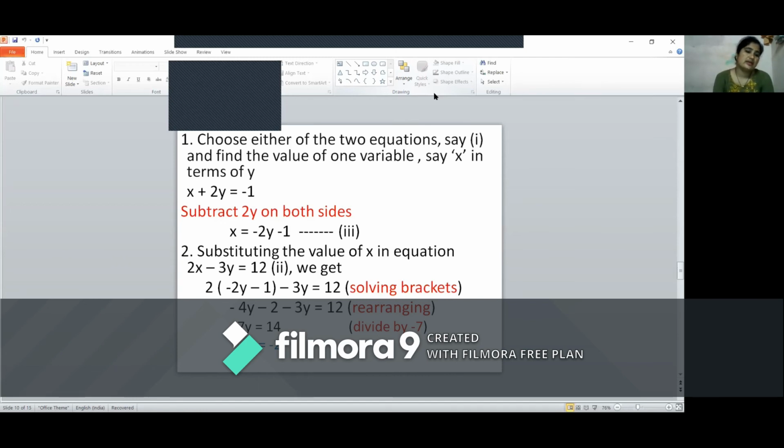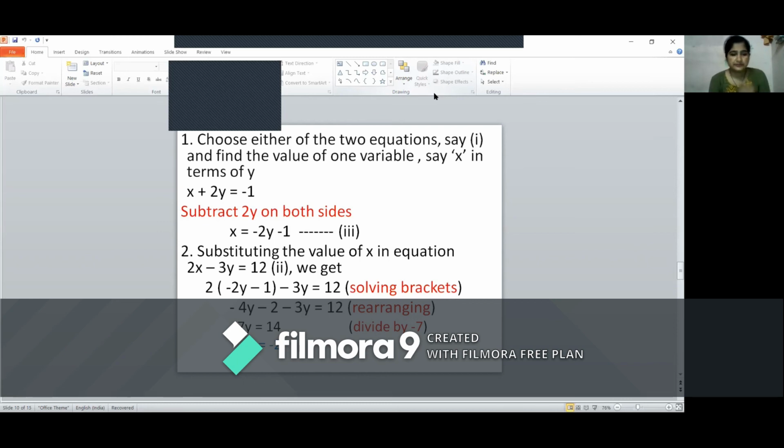So I need to subtract 2y on both sides so that I get x on the LHS. Let's subtract 2y on both sides. So I have x is equal to minus 2y, and minus 1, because I have subtracted 2y from the RHS also. That's why I have a third equation, x is equal to minus 2y minus 1. So I got x in terms of y.